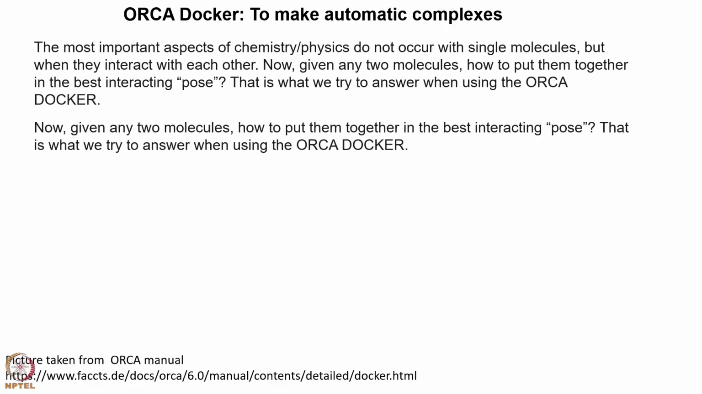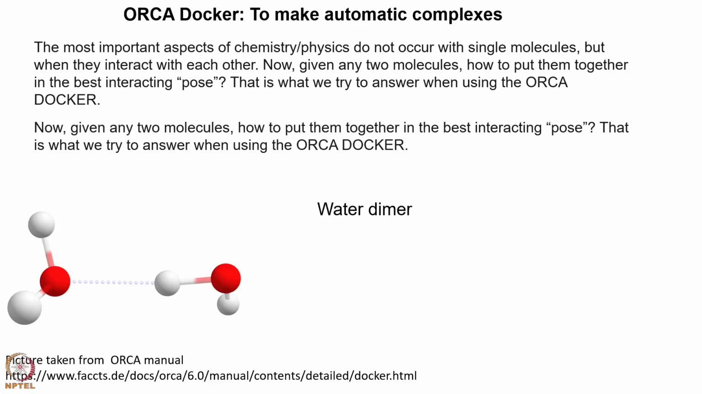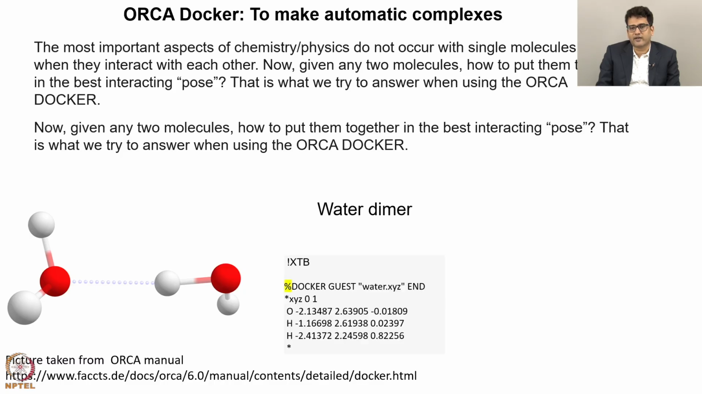We can use the Orca-Docker algorithm for doing that, and let us take the example of the water dimer. To run the Docker, again we are going to use XTB, and we will see the keywords one by one. You have to give a percentage Docker block and you have to give the guest, and the host is already defined in your input file.